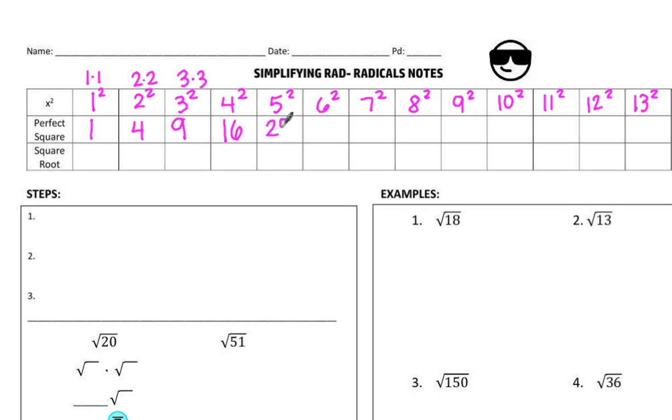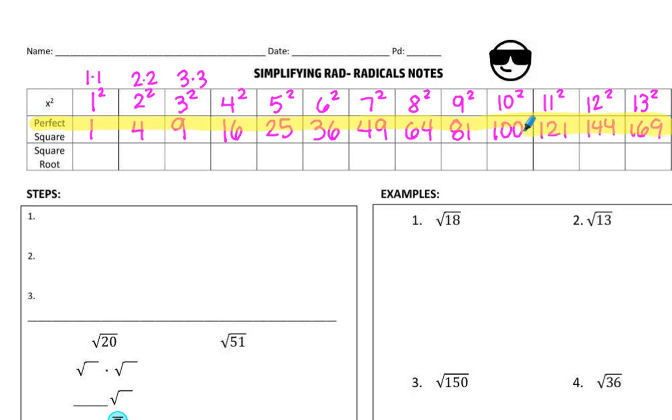And we can continue filling that out. 100, 121, 144, and 169. All right, so this is what we call our perfect squares. You don't have to memorize your perfect squares, but you should know how to find your perfect squares.